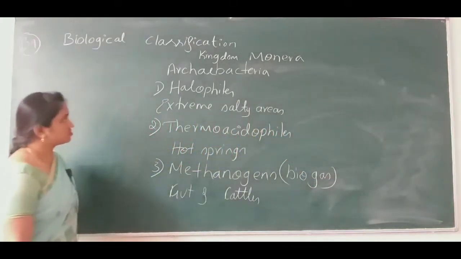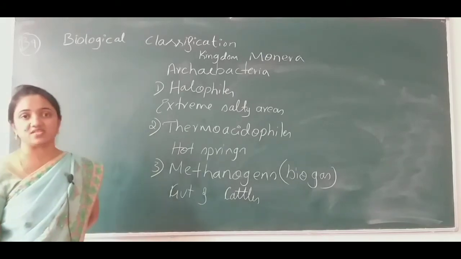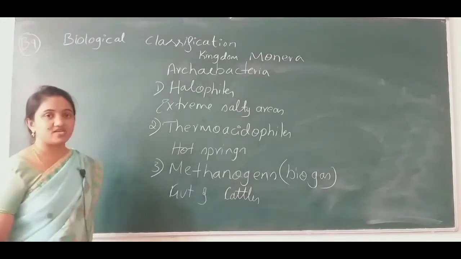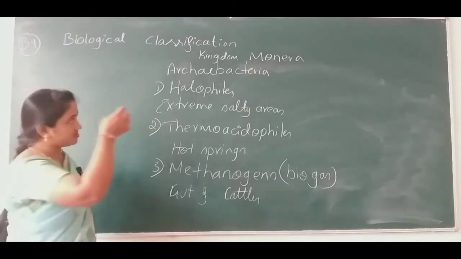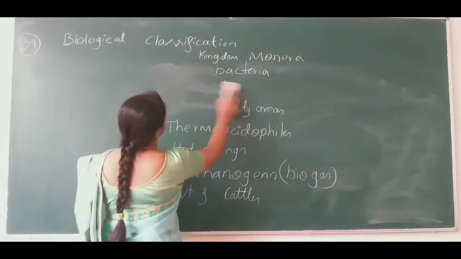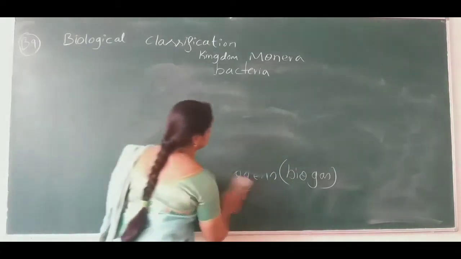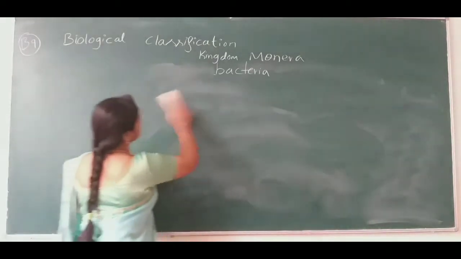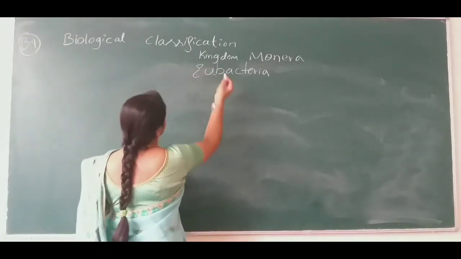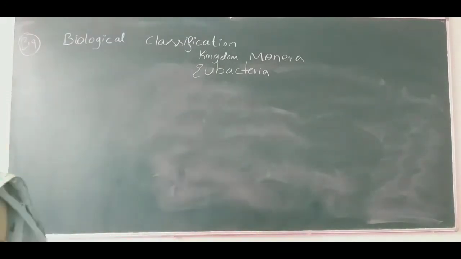Okay, so these are the three different types of Archaeobacteria, named based on their habitat. So that's all about the Archaeobacteria. Now we'll move on to the Eubacteria.